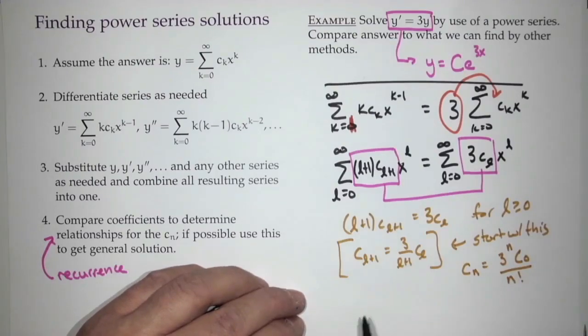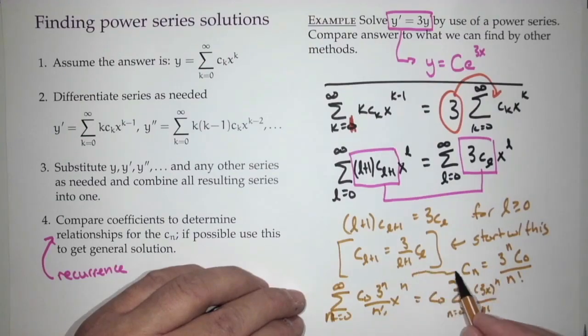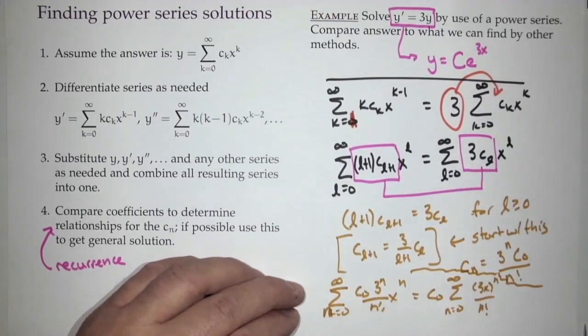And if you were to plug that series in, so you had the sum from n equals 0 to infinity of c0 times 3 to the n over n factorial times x to the n. I'm just replacing c k with the right expression here. The c0 is a constant, so pull it out. And what do you have? You have 3x to the power n over n factorial. And for all you great lovers of power series out there, do you recognize that power series? It's e to the 3x.